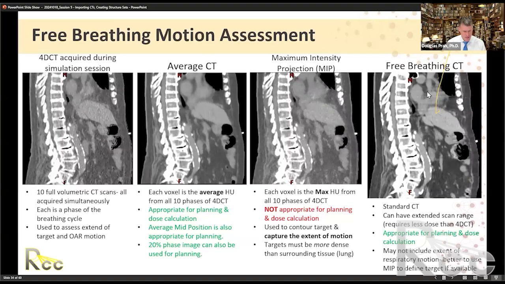And then finally, a free breathing scan. The key to this one is you collect this scan in a very slow manner so that it blurs out, and it basically creates the equivalent of an average CT for you. Because if you acquire it slow enough, all of the blurring occurs during the acquisition. And this is another one that's appropriate for planning and dose calculation.